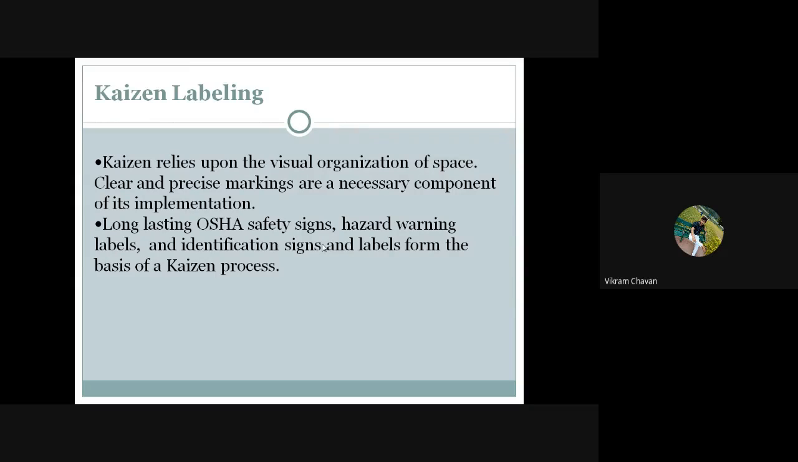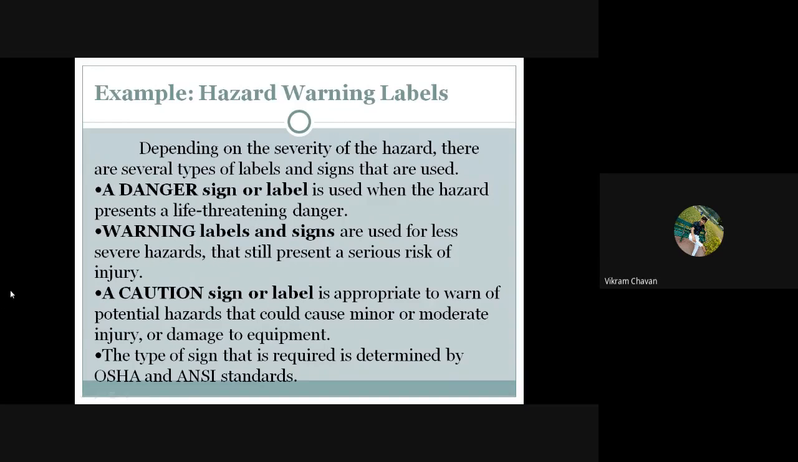Okay, so OSHA is one kind of safety science. Safety signs are used at a work location to identify what is happening at that particular work location. So, hazard warning labels. Danger signs or labels are used when the hazard presents life-threatening danger. Like, if any location has a higher temperature, let us say furnaces, then the danger symbol is provided, the warning symbol is provided.